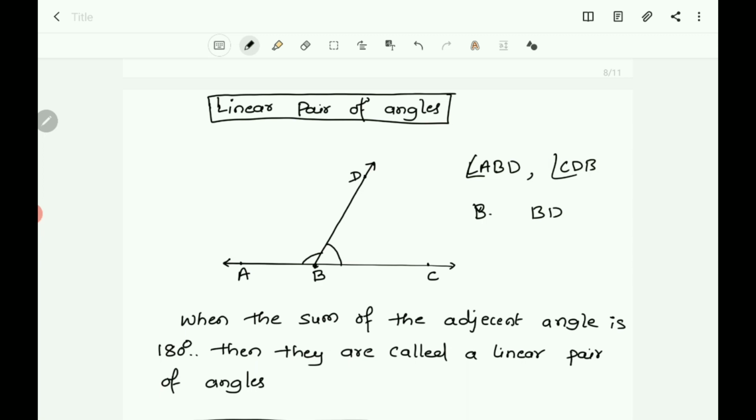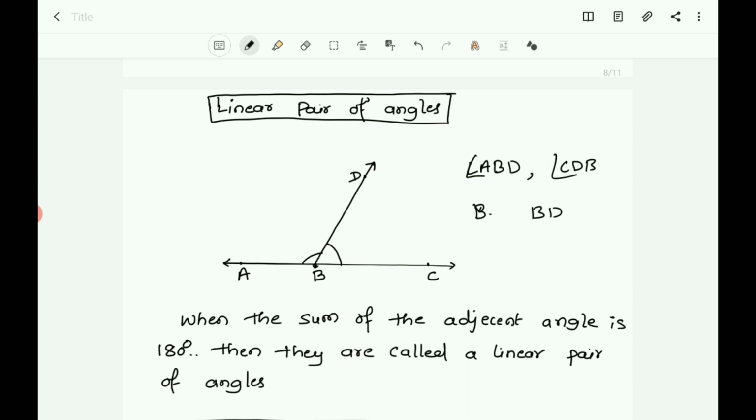But the speciality here is that they add up to 180 degrees. The sum of these two adjacent angles, angle ABD plus angle CBD, is equal to 180 degrees and they are called a linear pair of angles. And the uncommon arms form a straight line here. BC and AB form a straight line. It means the sum of the adjacent angles is 180 degrees. So they are called a linear pair of angles.